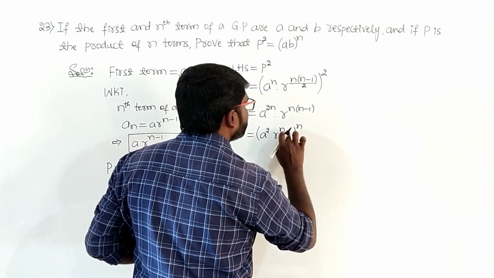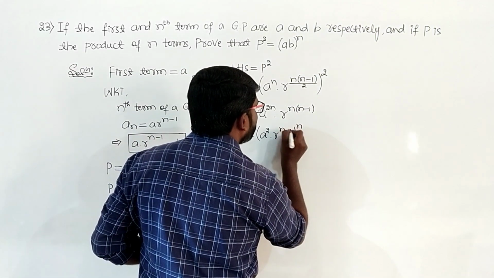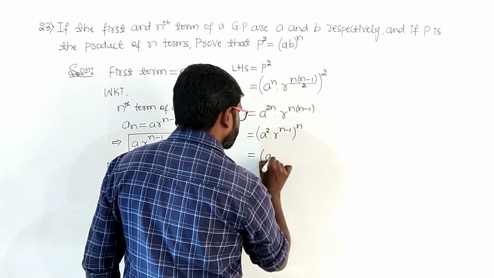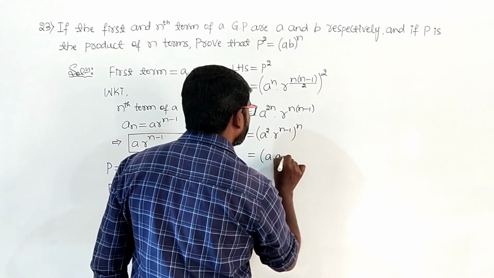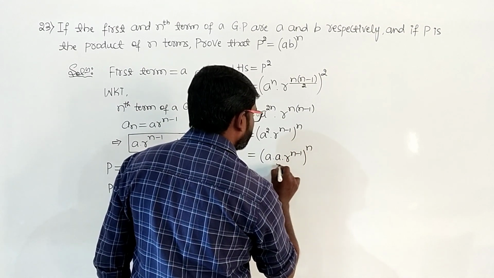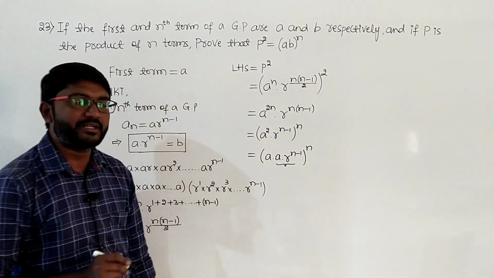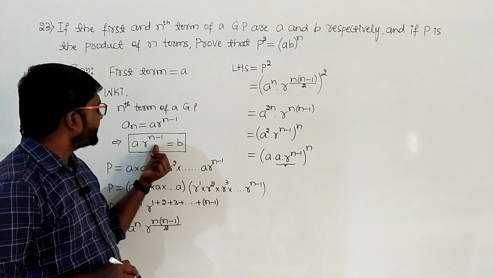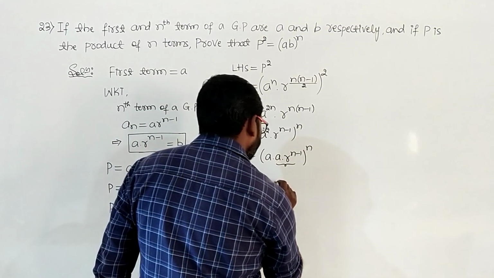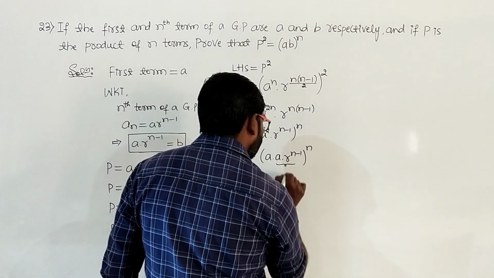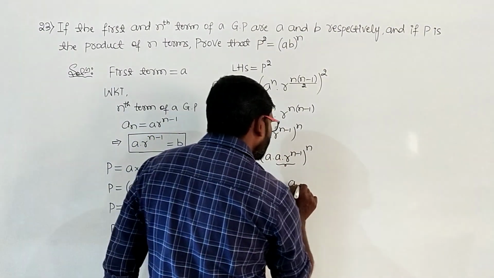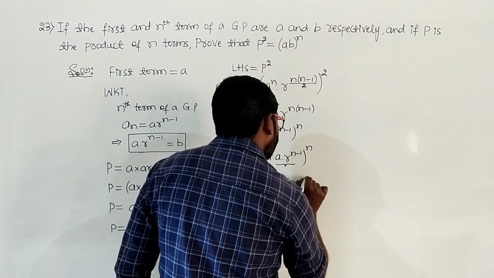So now A square can be written as A into A. Here A square can be written as A into R raised to n minus 1 to the power n. What is this A into R raised to n minus 1? A into R raised to n minus 1 is nothing but small b. Let us replace this by b. I will be writing the first term as it is: A into b whole to the power n.